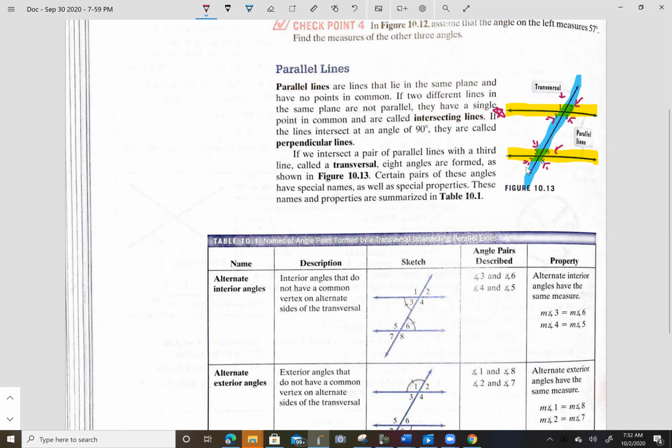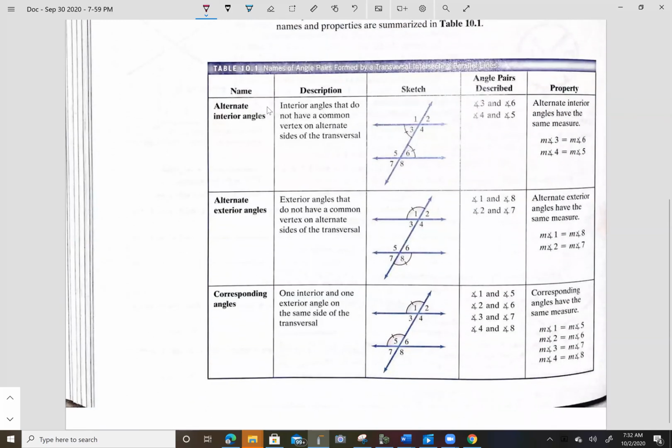So what that means is the alternate interior angles, so angles 3 and 6, are on opposite sides of that transversal, but they're inside the parallel lines, so they're called alternate, the opposite. Interior means inside, obviously. It says interior angles that do not have a common vertex on alternate sides of the transversal. Okay, I like my description a little bit better. Alternate interior angles have the same measure. That's the important part. So 3 and 6 are exactly the same, and 4 and 5 would be the same.